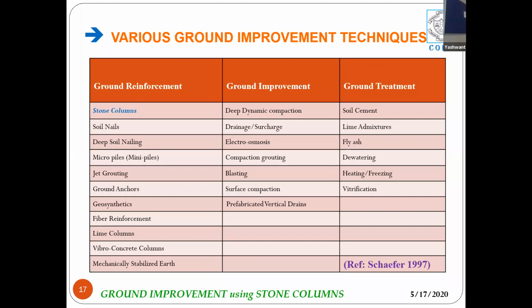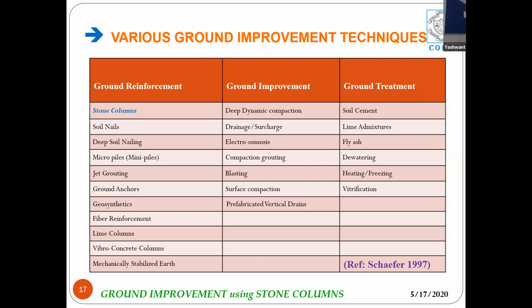The list is long. We'll see a few of them in brief and stone columns in detail. Under reinforcement, we can see stone columns, soil nails, micropiles, etc. For ground improvement, we have deep dynamic compaction, drainage, surcharge or vacuum preloading. We have electroosmosis, grouting, PVDs, and treatment with different mechanical and chemical admixtures, and heating and freezing are also provided. So these are the different ground improvement techniques in three major classifications.